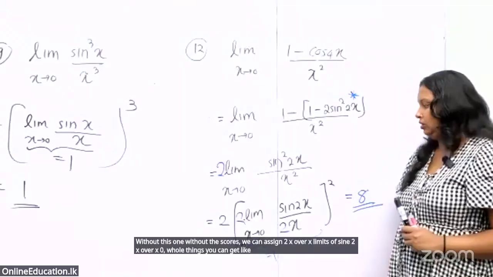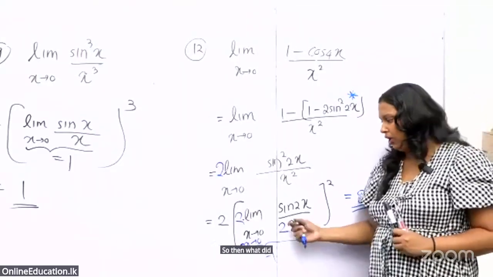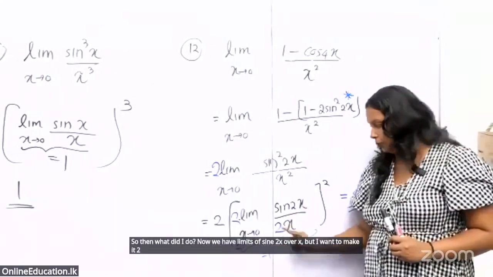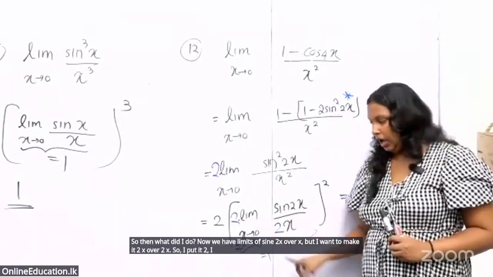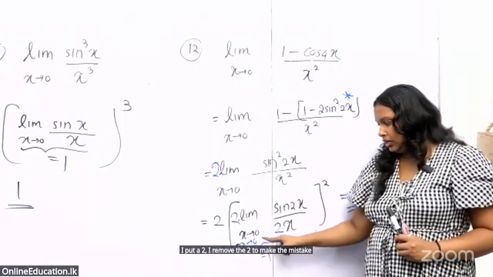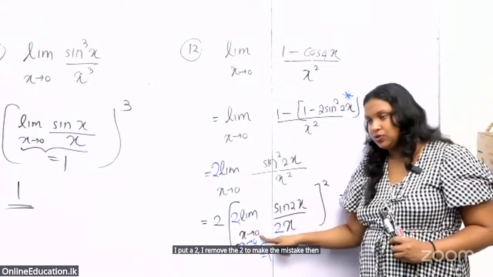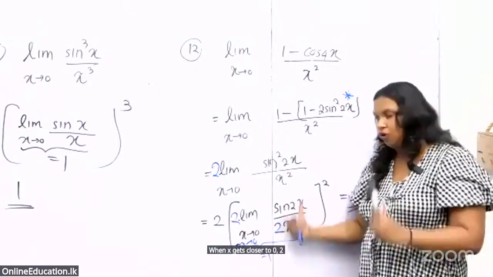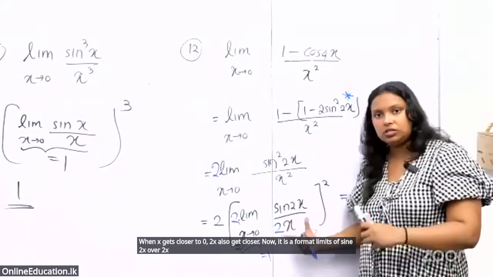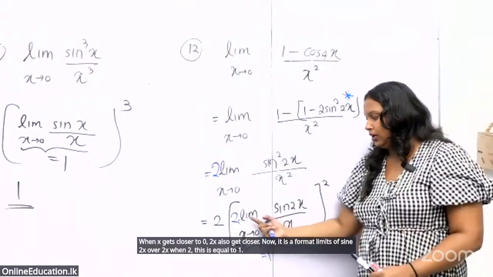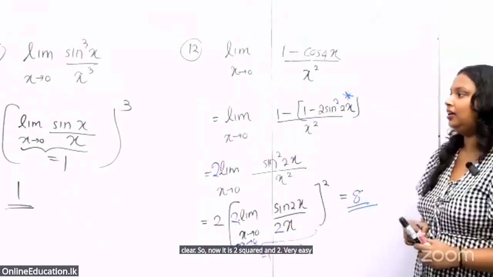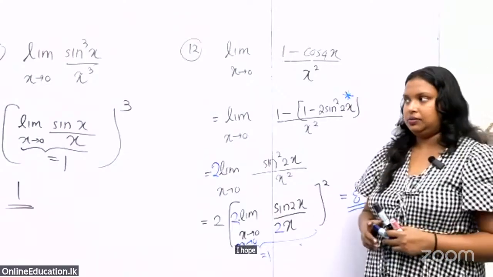Clear? So then what did I do? Now we have limits of sine 2x over x, but I want to make it 2x over 2x. So I put a 2 and remove the 2, so as not to make a mistake. Clear? Then when x gets closer to 0, 2x also gets closer. Now it is the format, limits of sine 2x over 2x when 2x tends to 0. This is equal to 1. Clear? So now it is 2 squared and 2. We get it. Very easy, very nice, right? I hope you can understand these methods.